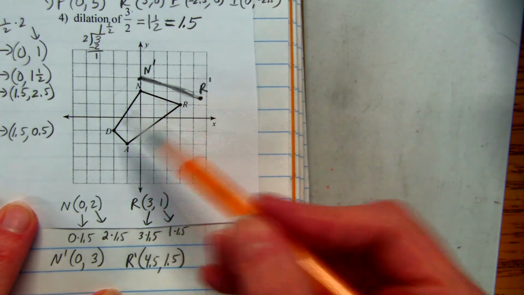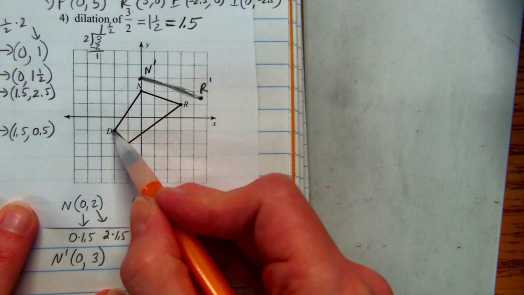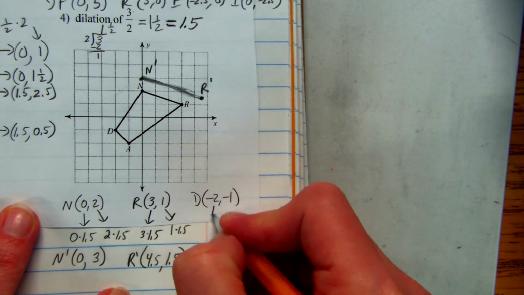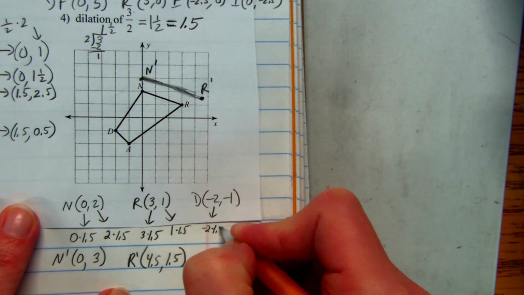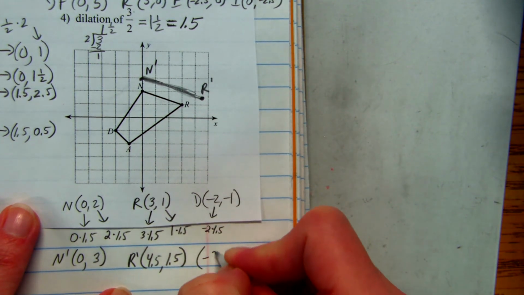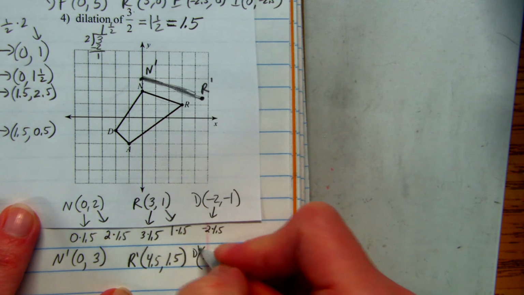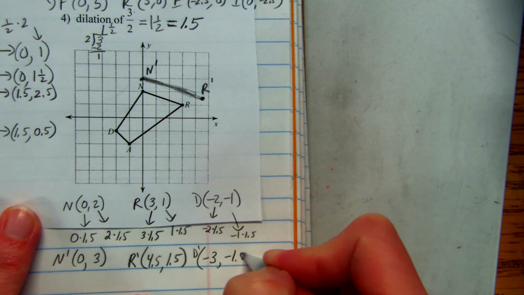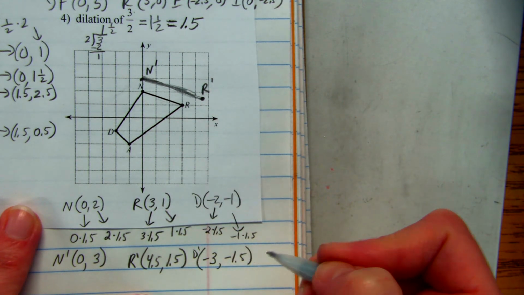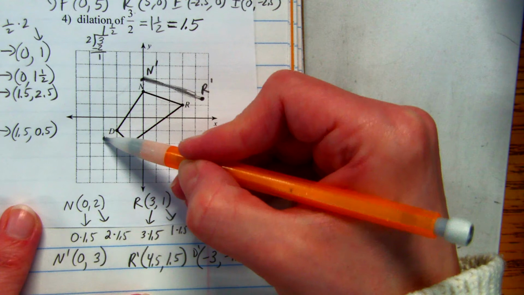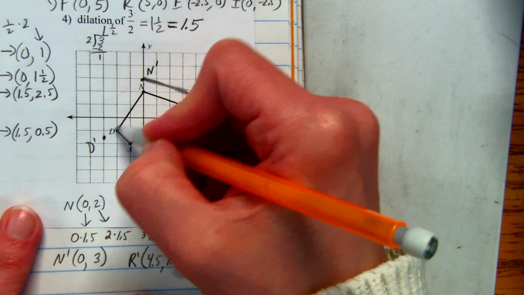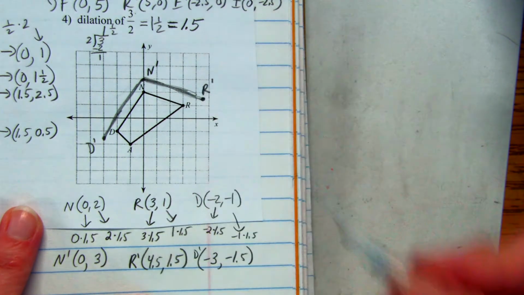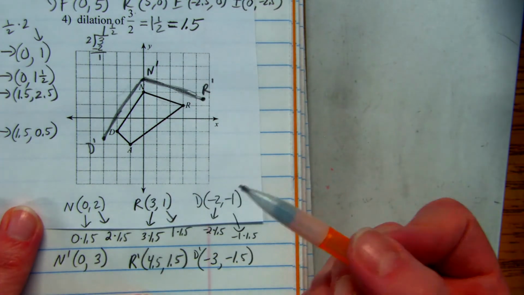All right, let's go down here to D. So D's coordinates are -2, -1. We're going to multiply both of these by 1.5. So -2 times 1.5 is -3. This is going to make D prime. And then I have -1 times 1.5 would be -1.5. So -3, -1.5 is right here. That's going to be D prime. And if we connect it, you can start seeing the shape coming together. We've got a couple of sides now. And it looks the same, but just got a little bit bigger.